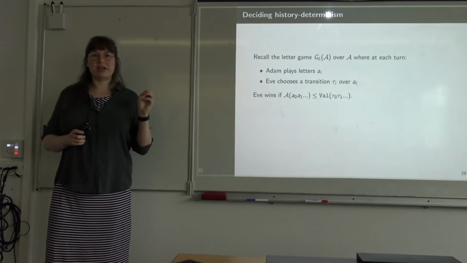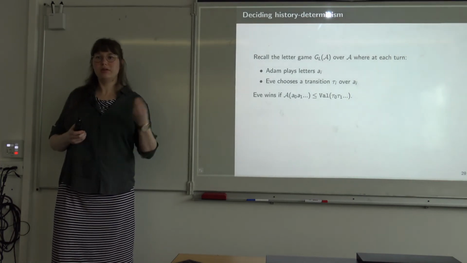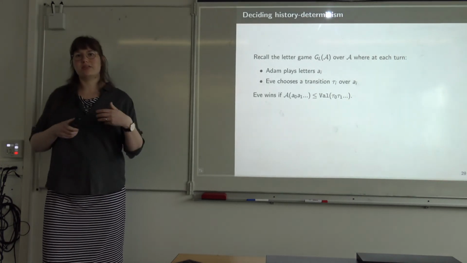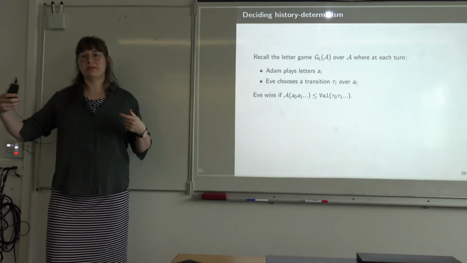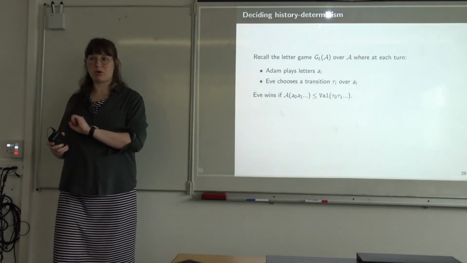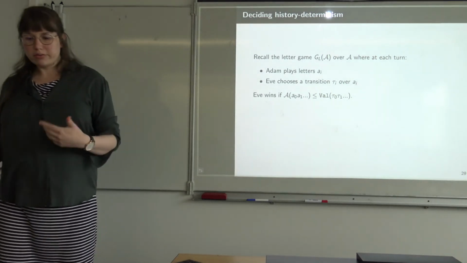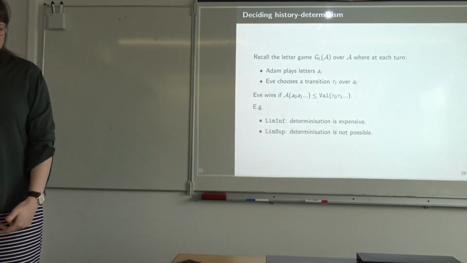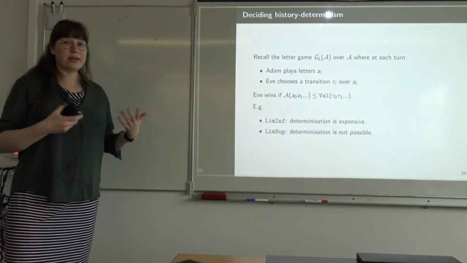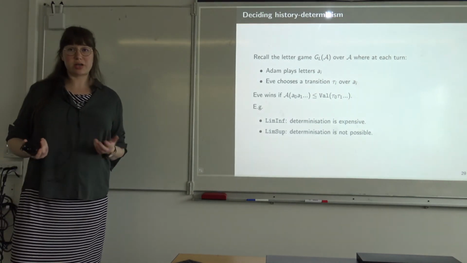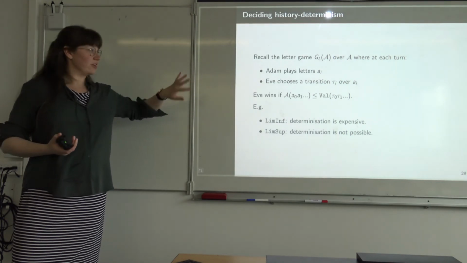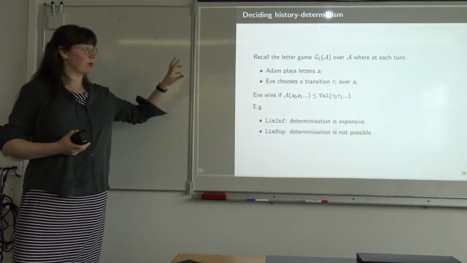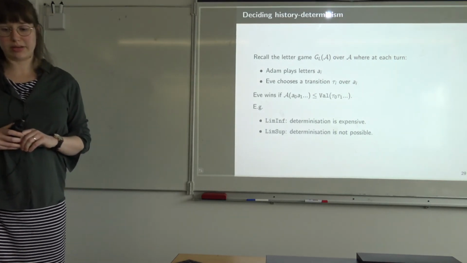Of course, if we had an equivalent deterministic automaton, then we could, at the same time as Eve builds her run, build a deterministic run and then maybe try to compare those. However, we can't always determinize quantitative automata, and even if we can, it's a complex procedure. So that's the kind of difficulty we need to get around when we try to decide history determinism.